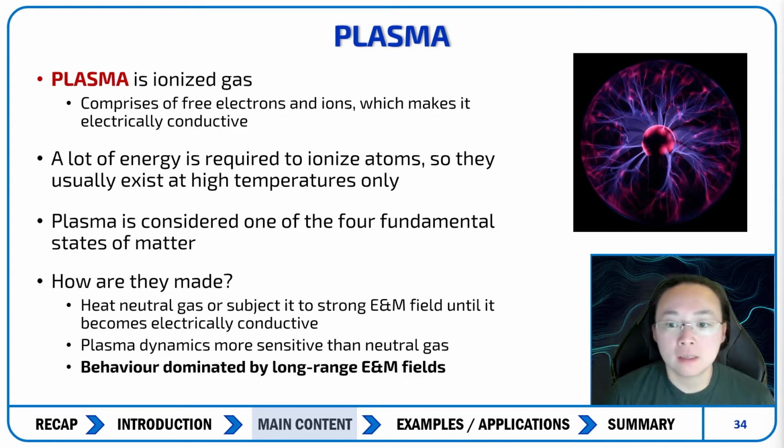So how are they made? Basically, we have to heat neutral gas or subject it to a very strong electromagnetic field until it becomes electrically conductive. Plasma dynamics are therefore going to be a lot more sensitive than neutral gas, and their behavior is going to be dominated by electromagnetic fields from a long-range perspective. This is something that we won't really touch base on too much in the future, but it's just something to know about.